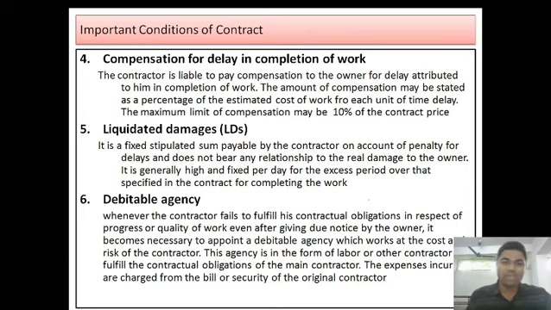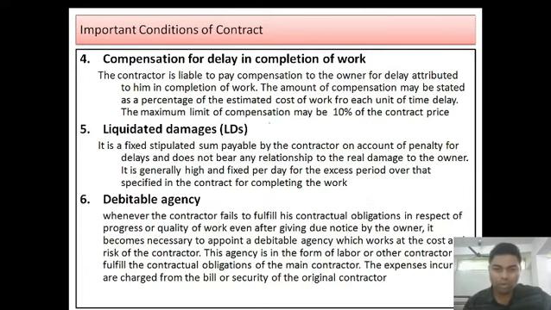The next is compensation for delay in completion of the work. The contractor is liable to pay compensation to the owner for delay attributed to him in completion of the work. The amount of compensation may be stated as a percentage of the estimated cost of work for each unit of time delay. The maximum limit of compensation may be 10% of the contract price.